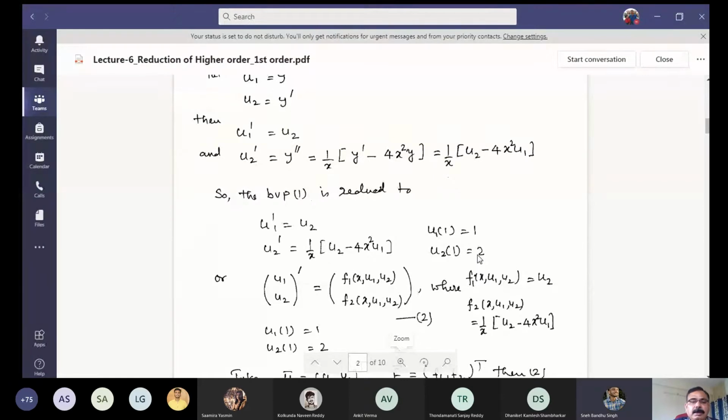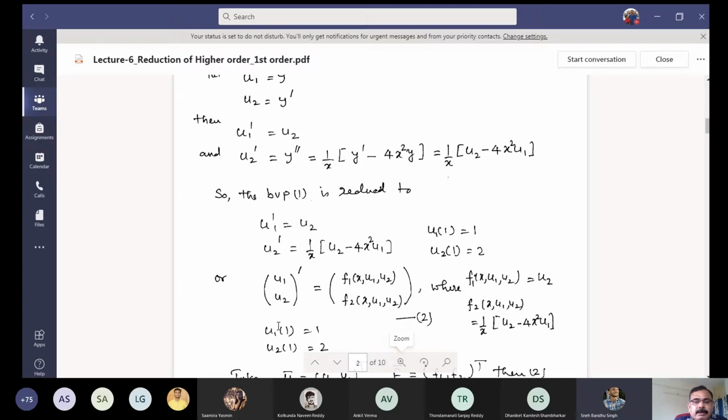Yes, sir. Okay. So if it is an nth order differential equation, you will write u1 equal to y, u2 equal to y prime, u3 equal to y double prime, and so on. You can reduce any order differential equation to a first order system. If it is a second order, there will be two components; if it is nth order, there will be n components. Is that clear?